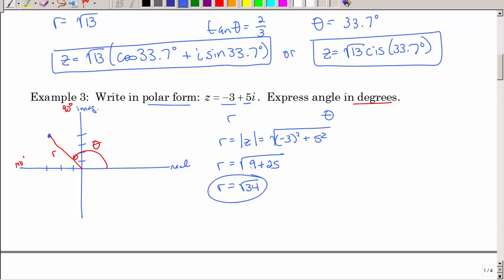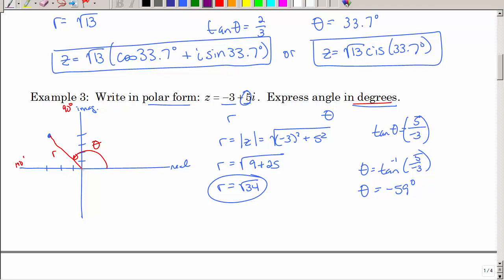So that's r. So now theta, we're going to use the tangent of theta is the imaginary part divided by the real part. So I have theta is the inverse tangent of 5 over -3. Again, you want to put your calculator in degree mode, punch that in. What does your calculator tell you? Approximately -59 degrees. Is that correct?